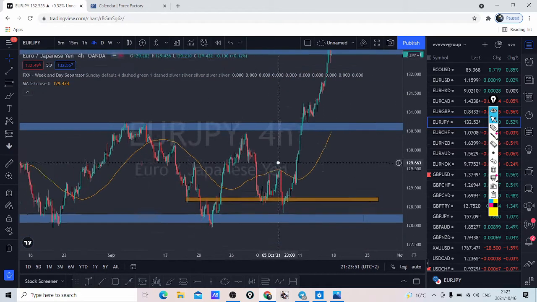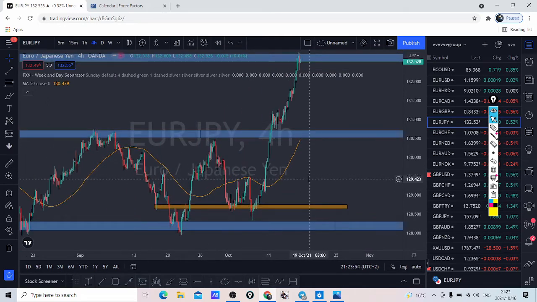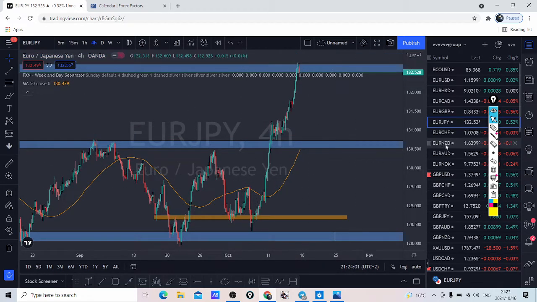But here the market, the Jpy was much more volatile compared to the Euro. That's why the graph went up as if the Euro is strong. So yeah.